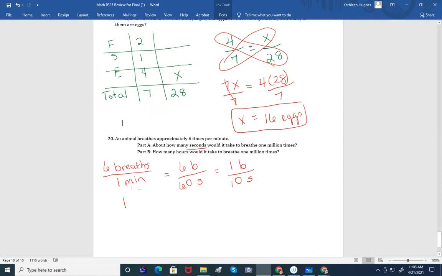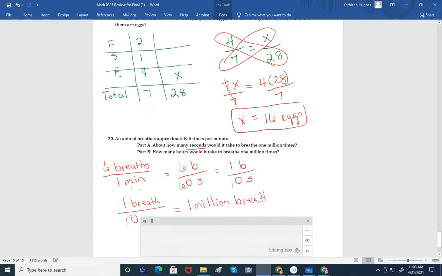Let's do a proportion. 1 breath in 10 seconds equals how many breaths? No, we know how many. 1 million breaths. And I think I'm not even going to put 1 million breaths in x seconds. 1 breath takes 10 seconds. 1 million breaths takes how many?